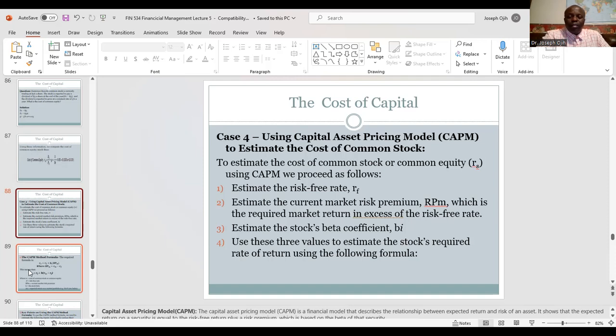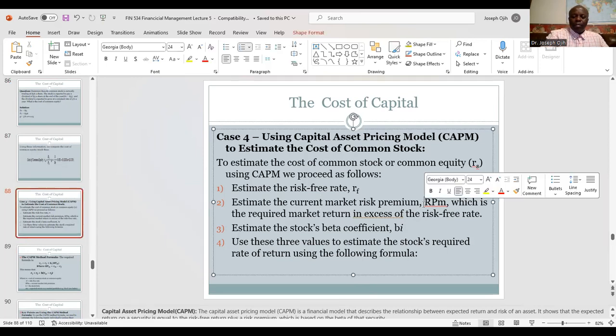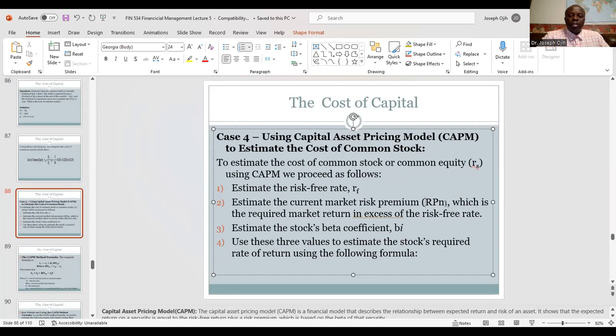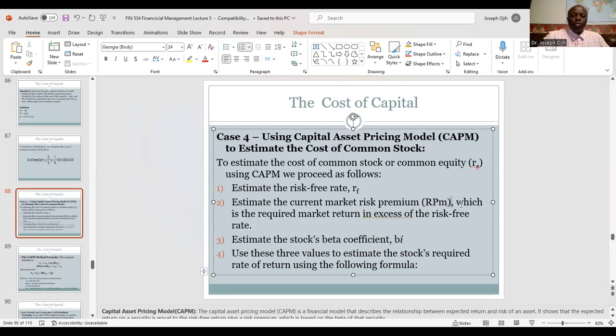To do that, we're going to involve several steps. First, we need to estimate the risk-free rate. Then we need to estimate the current market risk premium, represented by RPM, which is the required market return in excess of the risk-free rate. Then we estimate the stock beta. Now, beta is b_i. So what is a beta?